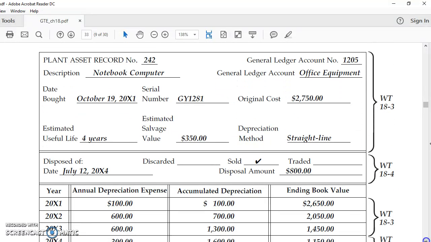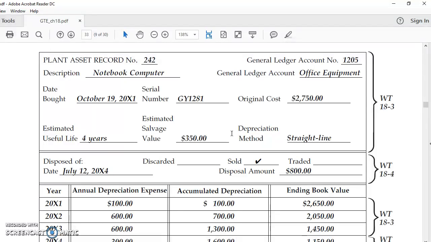Another scenario, and this one again was in October. So I want you to copy down the information for this header, which is 242 is our plant asset record. Our general ledger account is 1205. It's a notebook computer and it's office equipment. It was purchased in October. The serial number was GY1281. The original cost was $2,750. 4-year depreciation, estimated salvage value being $350. And again, we're using straight line.